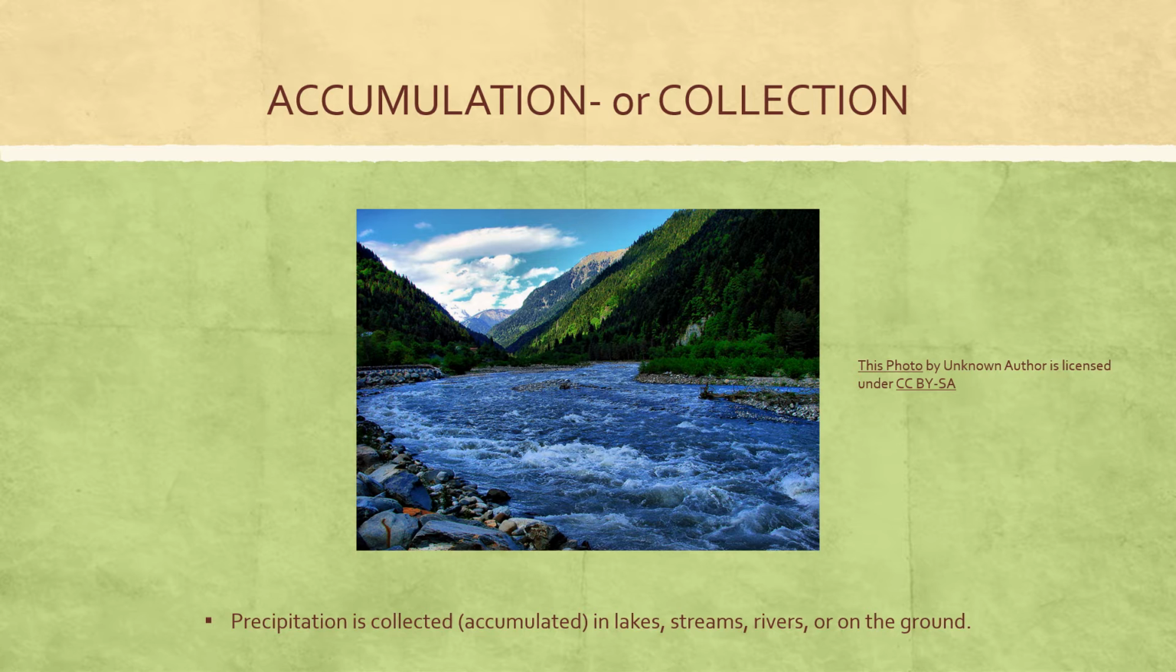A lot of precipitation accumulates on the ground, but it also flows into creeks and streams, which then flow toward rivers and lakes, and finally out to the ocean. This is called the collection or the accumulation stage. Oh, yes, puddles count too.